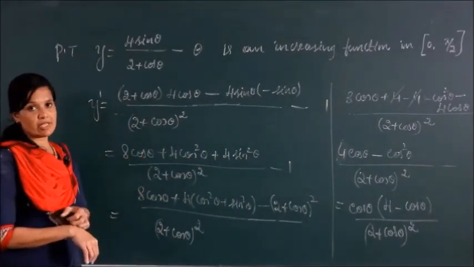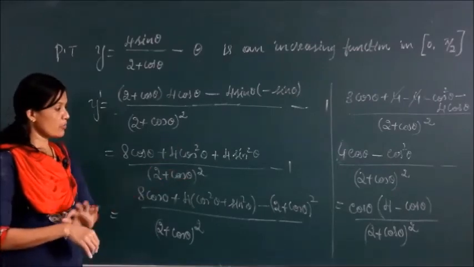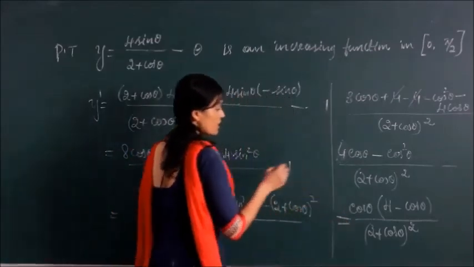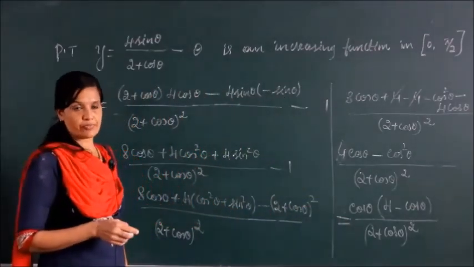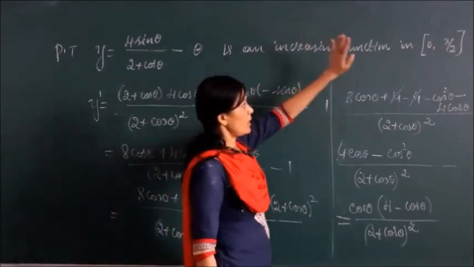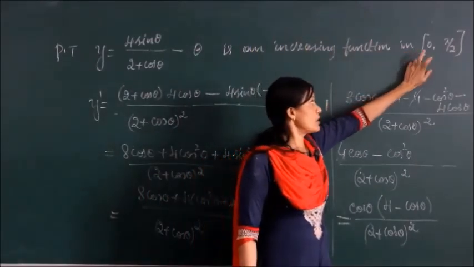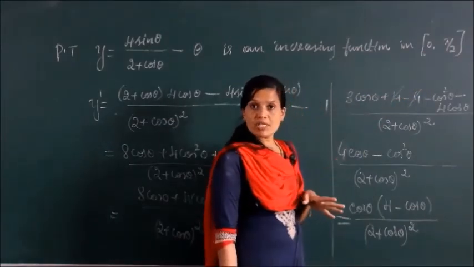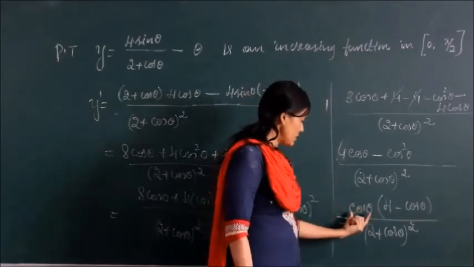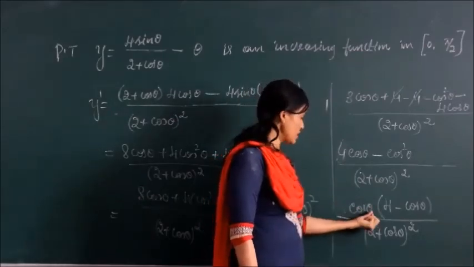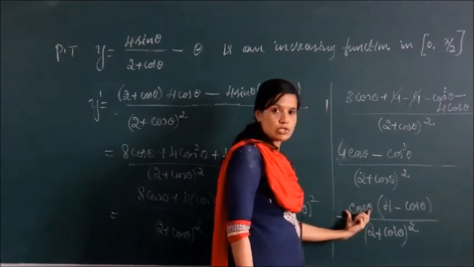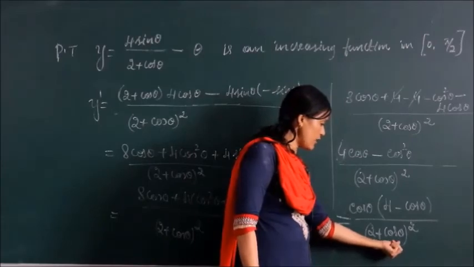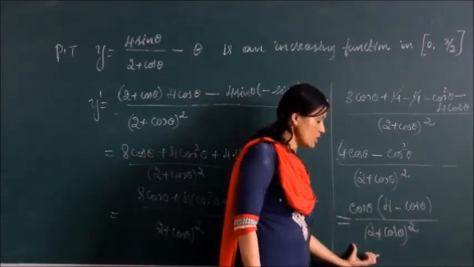Now you have to decide whether y dash is greater than 0 or less than 0 by looking at this expression. So how do we decide? In the interval 0 to pi by 2, that means in the closed interval, it is in the first quadrant. In the first quadrant cos theta is positive. So when I give any value for theta, I get a positive quantity for 2 plus cos theta. Anyhow its square is there, so the denominator is positive.